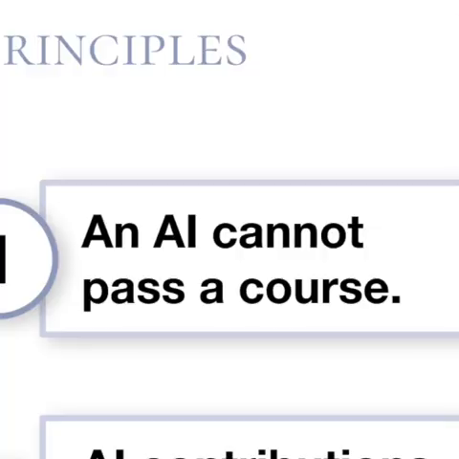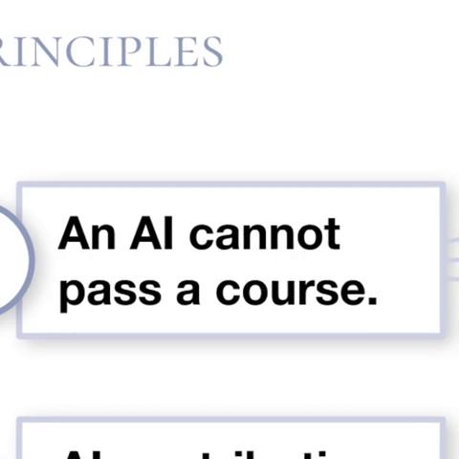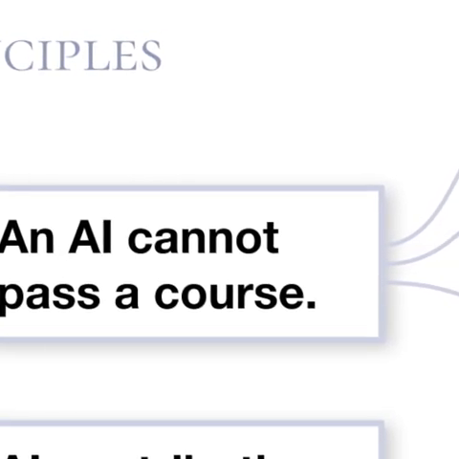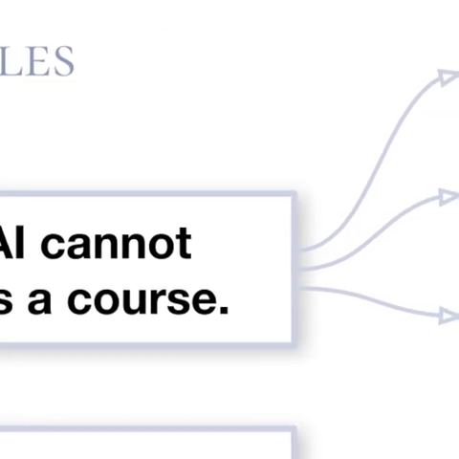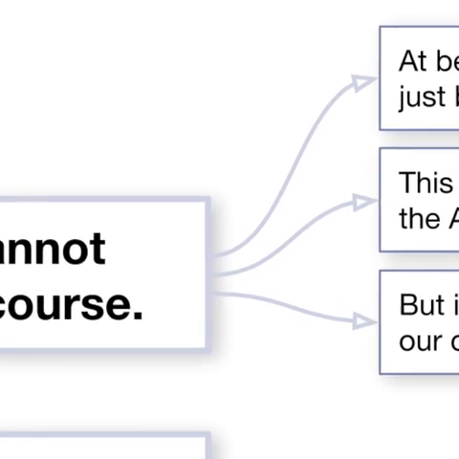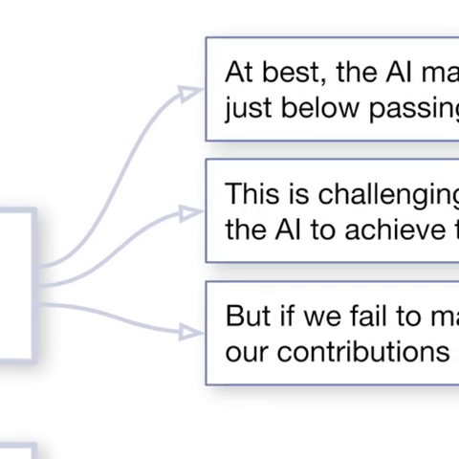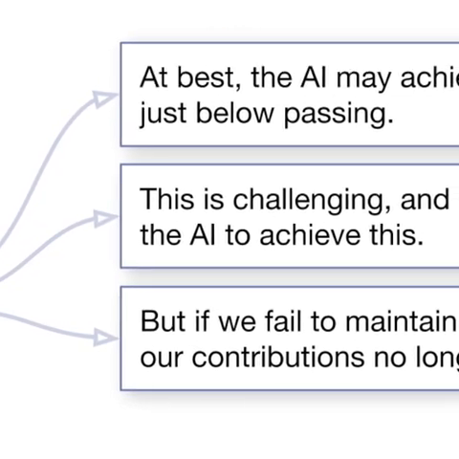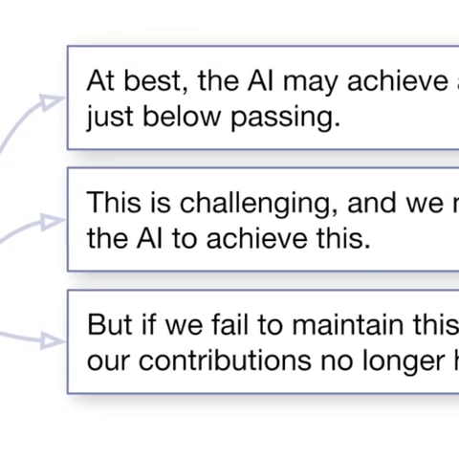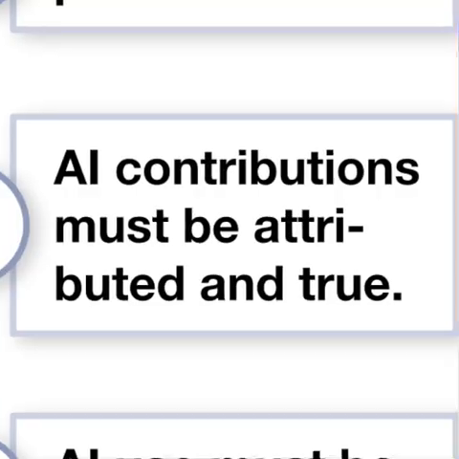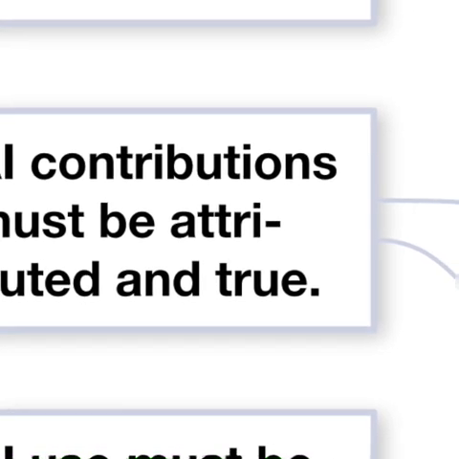The Sentient Syllabus Project is guided by 3 main principles. First, that an AI cannot pass a course. The goal is to surpass AI, making it a tool rather than a competitor, which may require faculty to adjust their learning objectives or assessment methods to make sure that the work that students are submitting is their own and not from ChatGPT. Second, AI contributions must be attributed and factually correct.